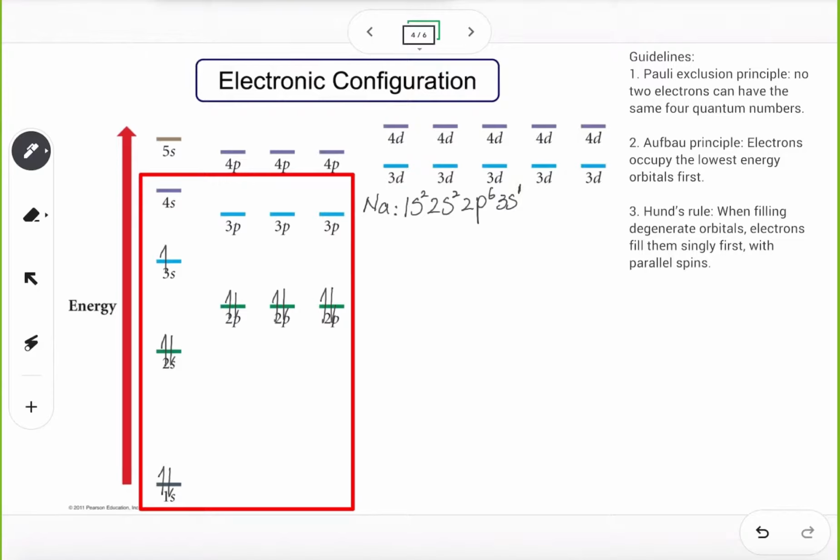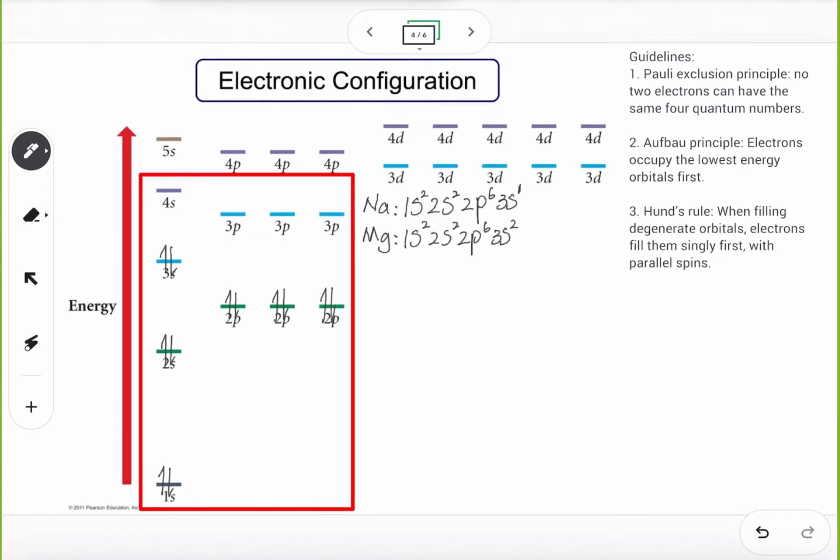Next element, magnesium, 12 electrons. This 12th electron should be on the 3s orbital because it has one more empty spot. But of course, the 12th electron should have the opposite spin quantum number, -1/2. All right, the electronic configuration: 1s2, 2s2, 2p6, and 3s2.